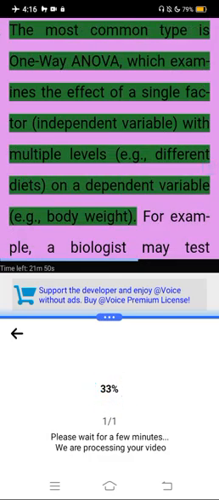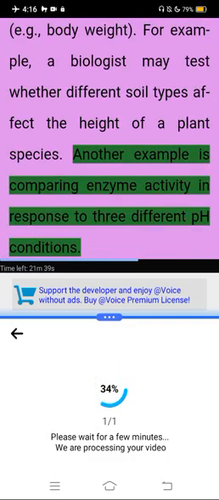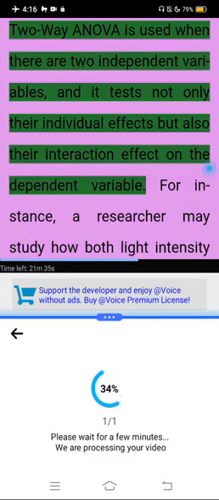The most common type is one-way ANOVA, which examines the effect of a single factor (independent variable) with multiple levels, for example different diets, on a dependent variable, for example body weight. For example, a biologist may test whether different soil types affect the height of a plant species. Another example is comparing enzyme activity in response to three different pH conditions.